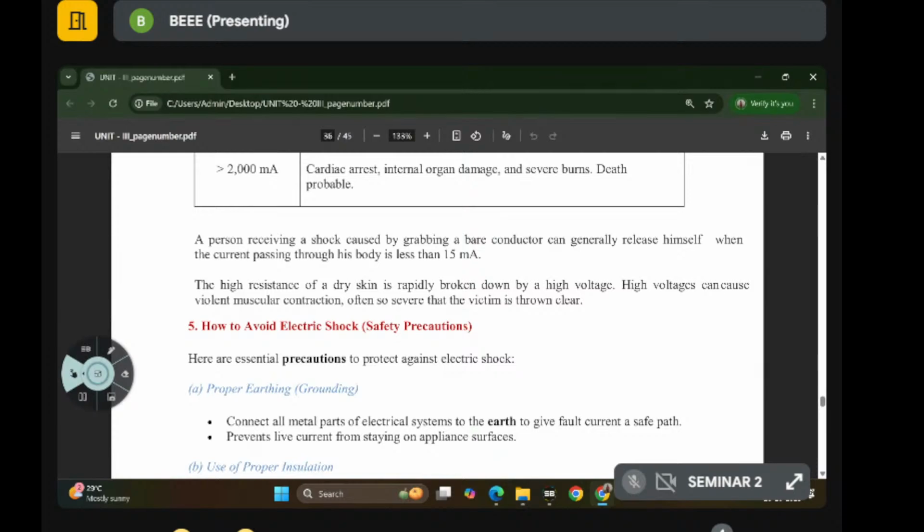And one more thing, there is earthing. Earthing is in order to avoid shock from the live conductor. Earthing is also one of the ways to protect the human being. What is meant by earthing, and how many ways of earthing we have, I will explain in the next class.